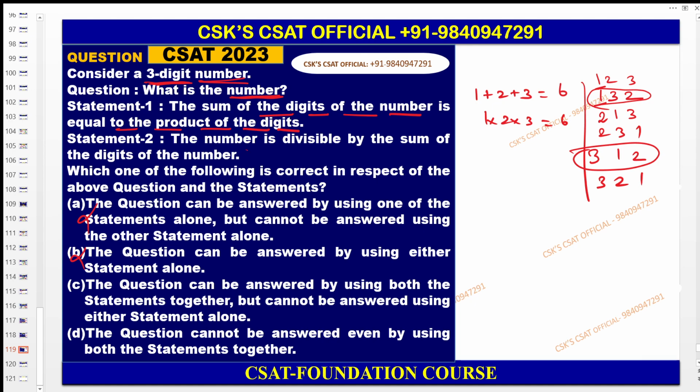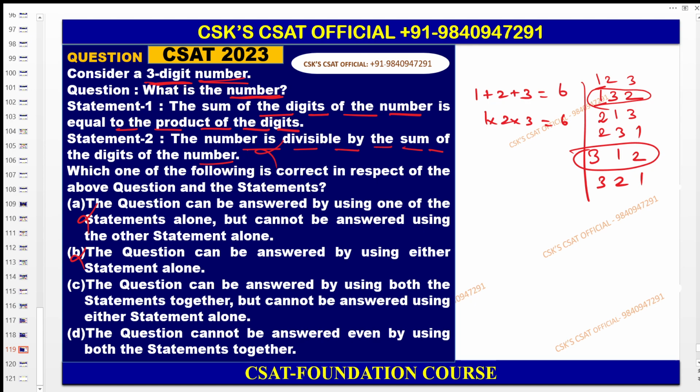Read this one very carefully. The number is divisible by the sum of the digits of the number. Is 123 divisible by 6? No. So only 2 are possible. In those 2 also you can't say which number, either 312 or 132. Can't say which number. So statement number 2 alone is also not sufficient.